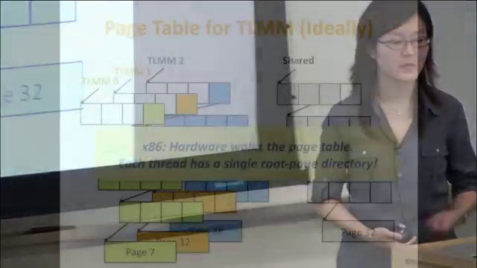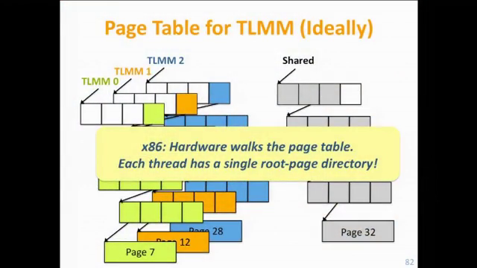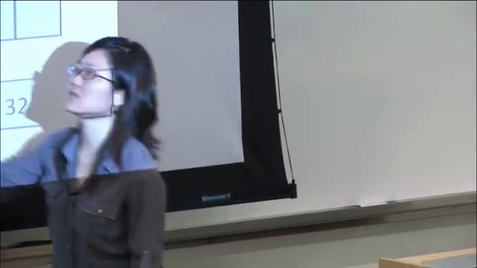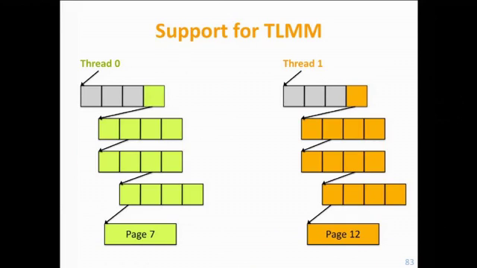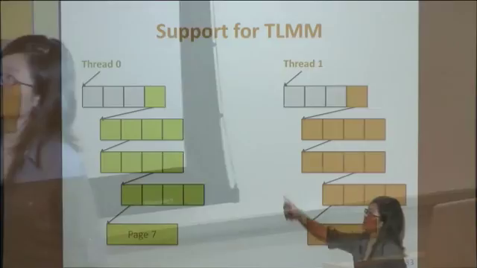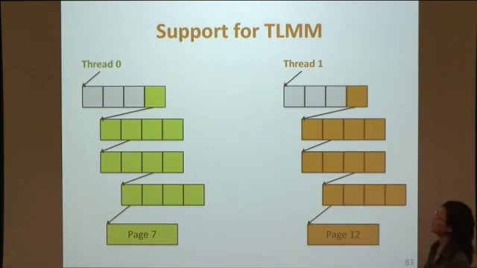But that doesn't quite work, because in some hardware, the hardware walks the page table, and each thread must have a single root page directory. So you can't have these two separate page tables. And so what we did instead is we allocate a unique root page directory for each thread, and we reserve one entry to be mapped independently.